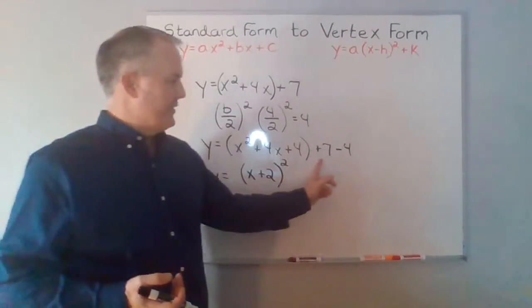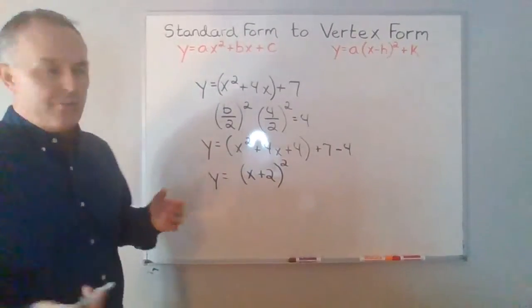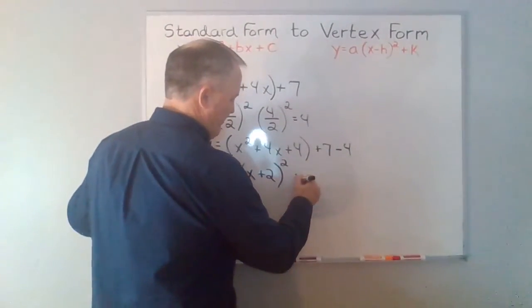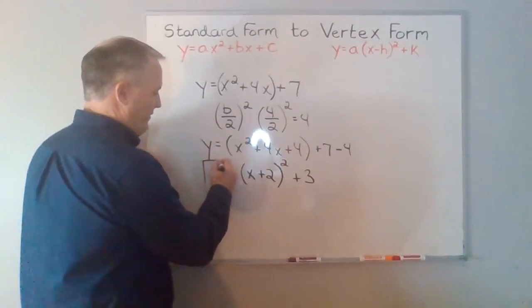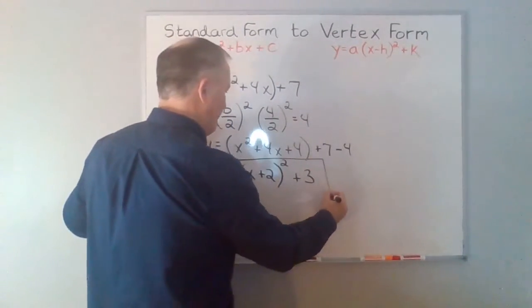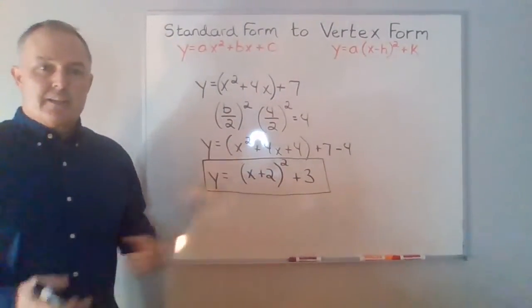And the only thing that's left is just clearing up what's on the outside. 7 minus 4 is 3. So I have converted from a standard form of a quadratic into the vertex form.